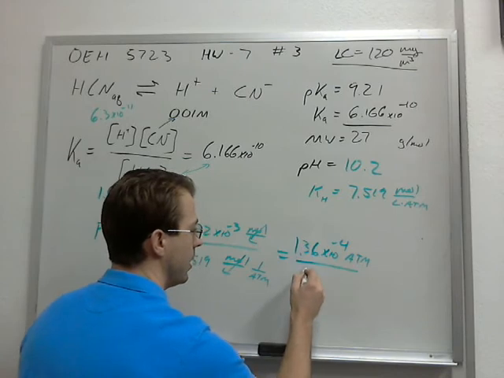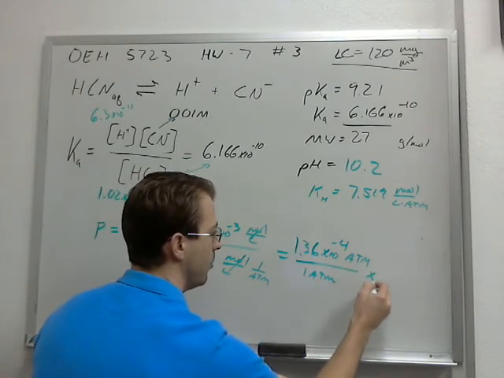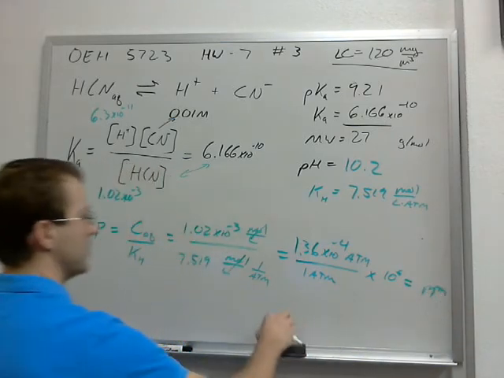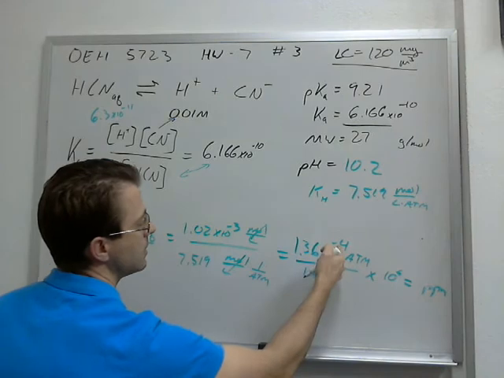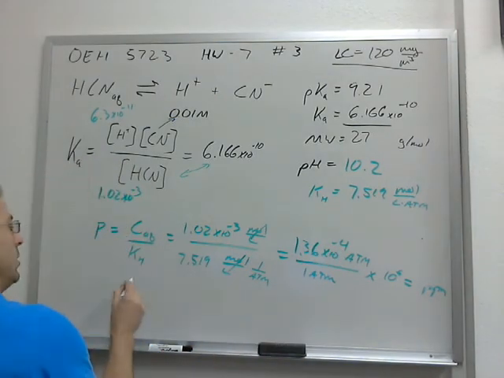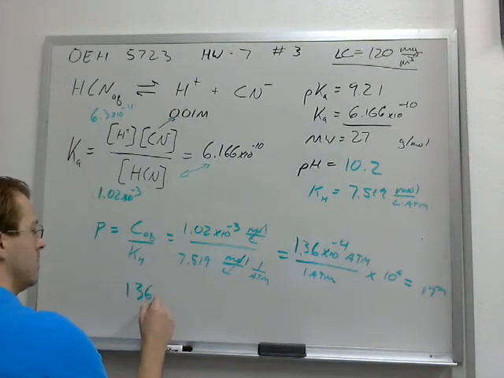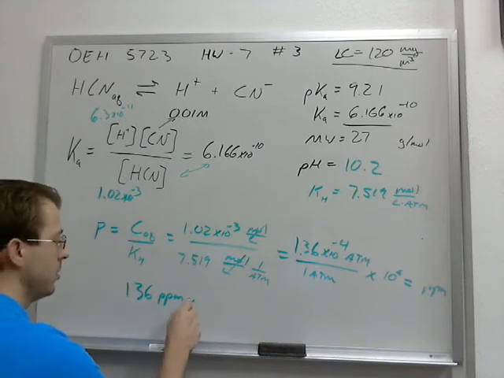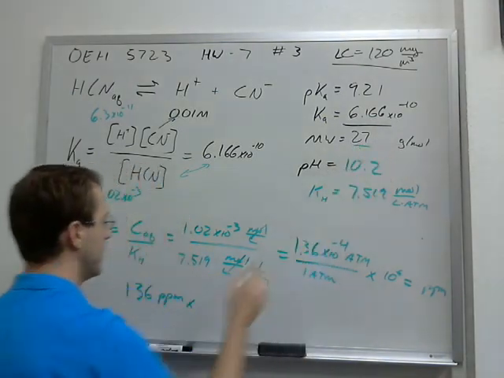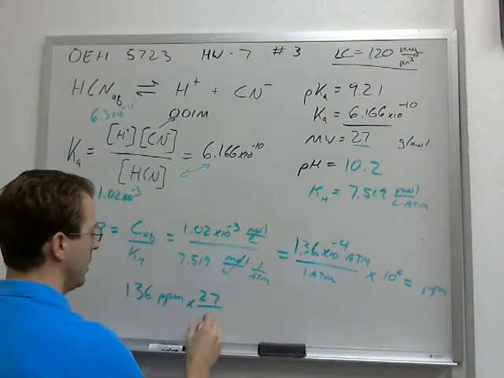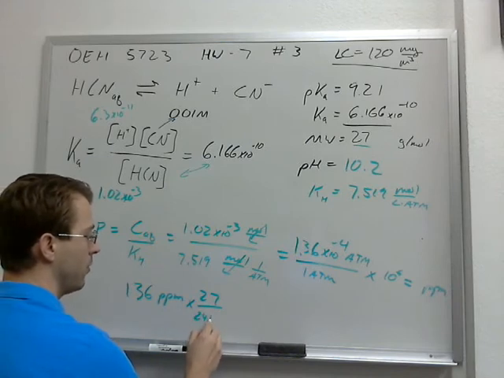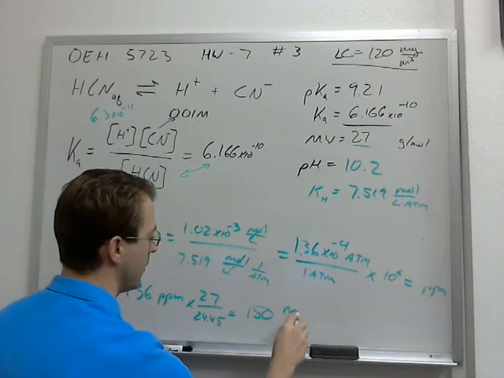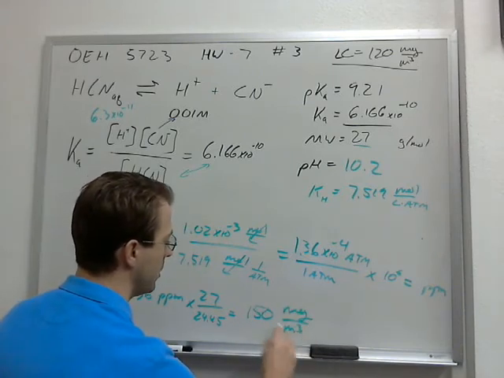So again, we divide out by 1 atmosphere and multiply by 10 to the 6, and that gives us ppm. Times 10 to the 6 to the minus 4, it's just going to move the decimal place over 2. So we have 136 ppm, and we want to get to milligrams per cubic meter. So we multiply by our molecular weight of hydrogen cyanide, 27, and then we divide by our molar volume of 24.45, and this comes out to about 150 milligrams per cubic meter.